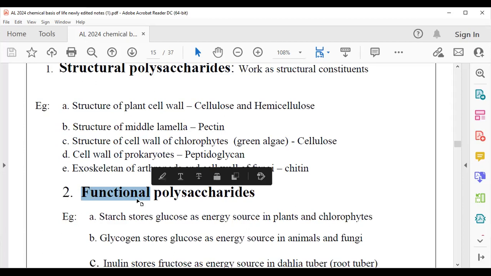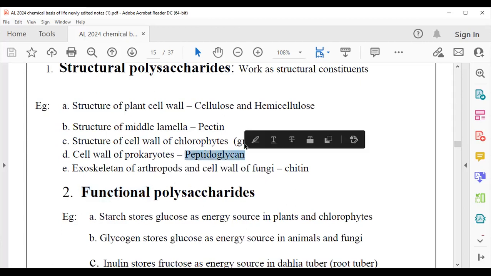Right. Who are the ones categorized here as structural polysaccharides? Already known ones are there: cellulose, hemicellulose, pectin, chitin. But a new one is mentioned to you. What is that new one? This one. What is that chemical? Peptidoglycan. Put a hyphen and write down: polymer of glucosamine. It's another polymer of whom?